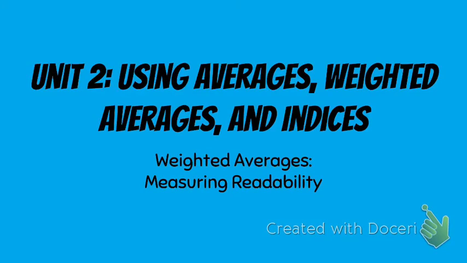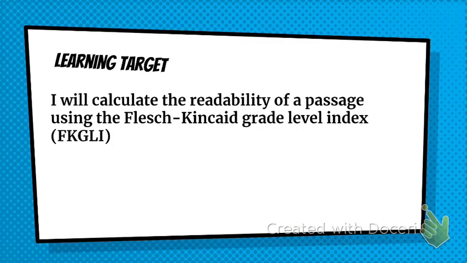So we're going to be concluding Unit 2 today, talking about indices, and we're going to calculate the readability of a passage using the Flesch-Kincaid Grade Level Index, also known as the FKGLI. So basically we're going to be continuing on using formulas, and I've also done an Excel deal that I'll show here in a second on how I came up with what I did, just because I think it's a lot easier than going through and using your calculator and spending all this time.